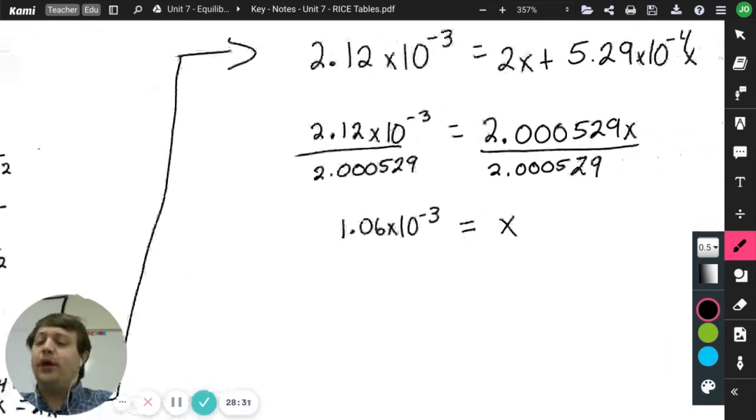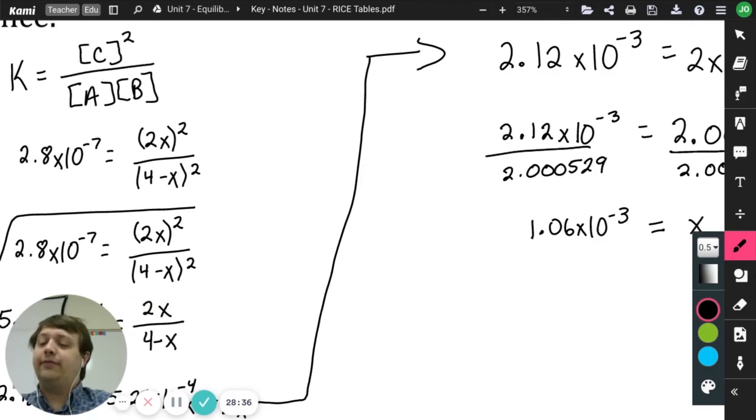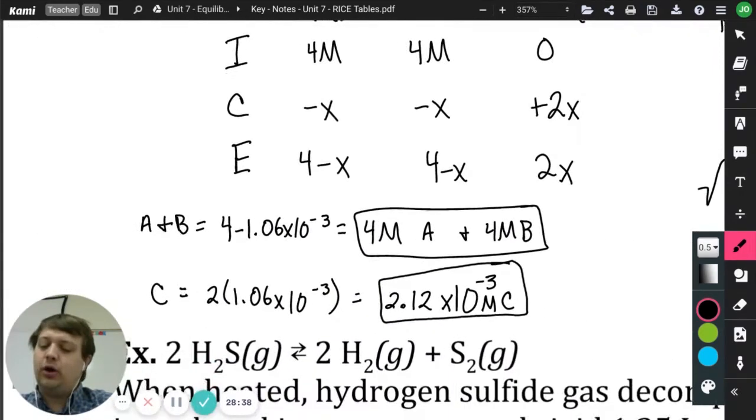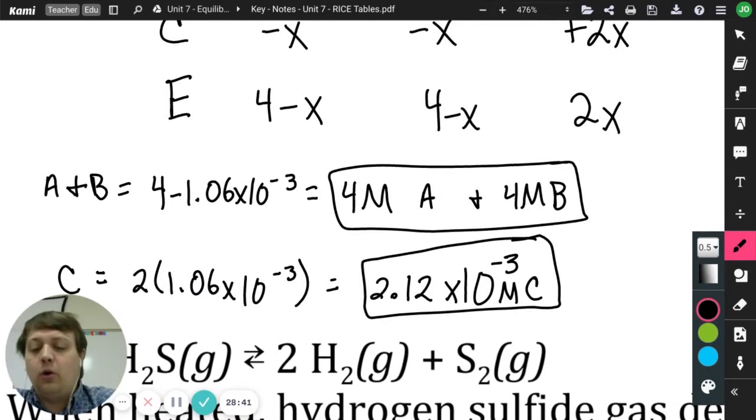All right, so I found that my x value equals 1.06 times 10 to the negative 3. I came back and I plugged that in. So I had 4 minus 1.06 times 10 to the negative 3, which we know has such a small effect that we essentially keep it at 4, right? So I have 4 molarity for my A and B. And then C, I did 2 times that 1.06 times 10 to the negative 3, and I found that it equals 2.12 times 10 to the negative 3. All right? So that would be how you solve it.